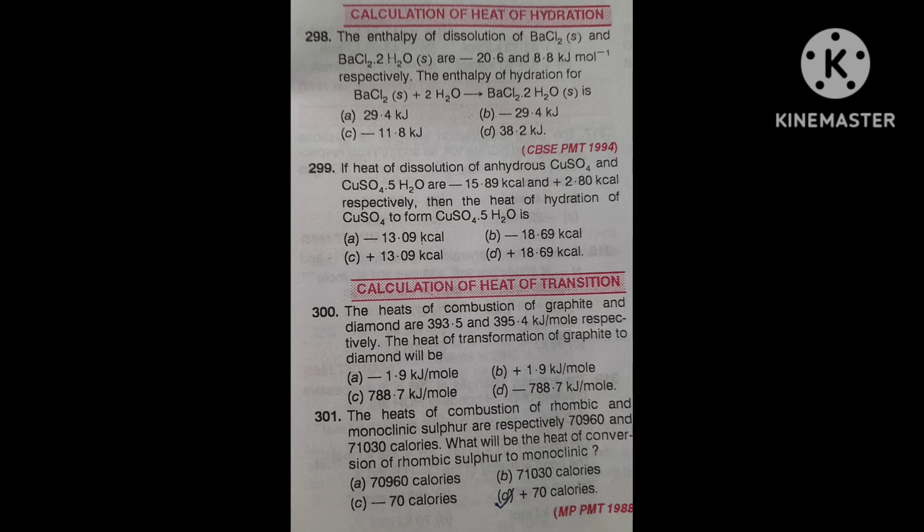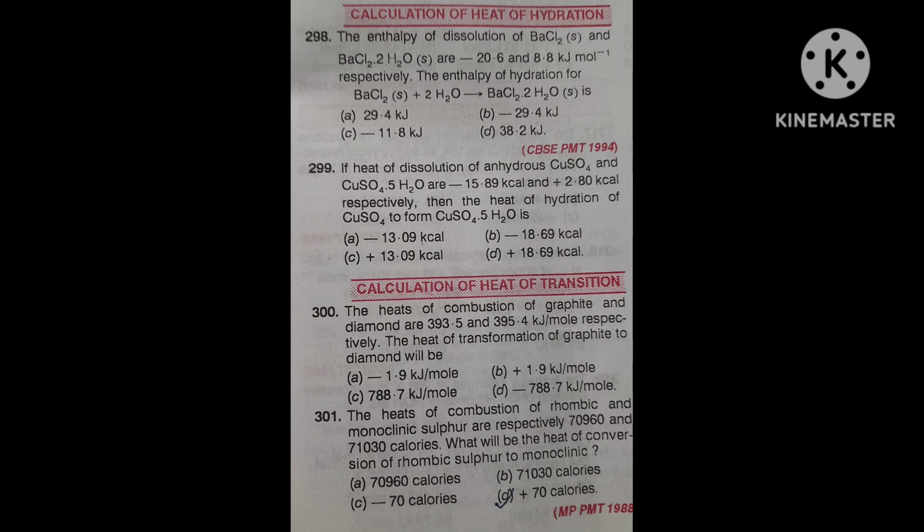Okay, you have to tell rhombic sulfur to monoclinic. Rhombic sulfur to monoclinic. Okay, the same way as I discussed earlier, and here the same way you have to do. Then you will get the answer minus 70 kilocalorie. Correct? That is, the third option is correct.